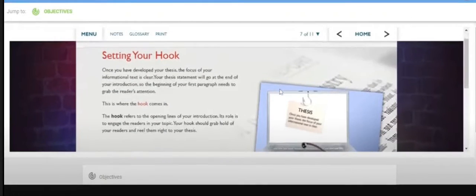Setting your hook. Once you have developed your thesis, the focus of your informational text is clear. Your thesis statement will go at the end of your introduction, so the beginning of your first paragraph needs to grab the reader's attention. This is where the hook comes in. The hook refers to the opening lines of your introduction. Its role is to engage the readers in your topic. Your hook should grab hold of your readers and reel them right to your thesis.